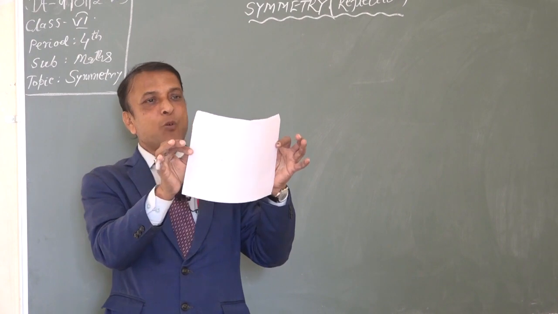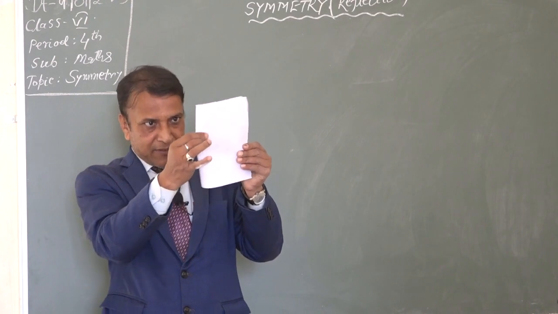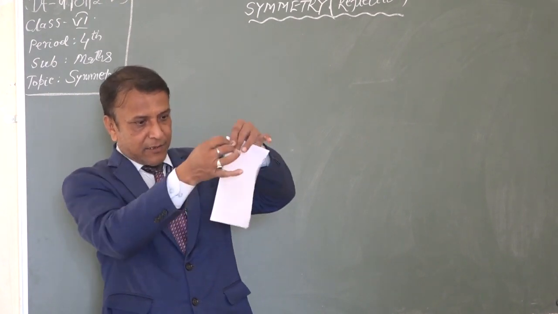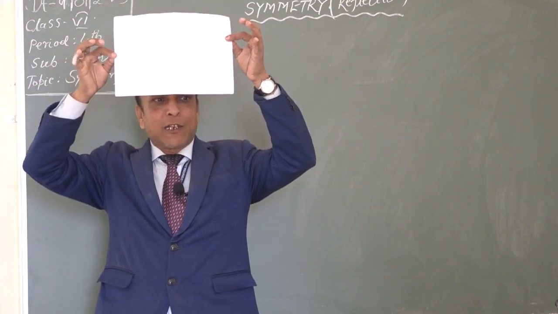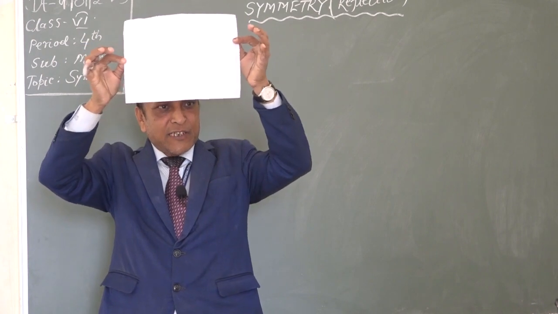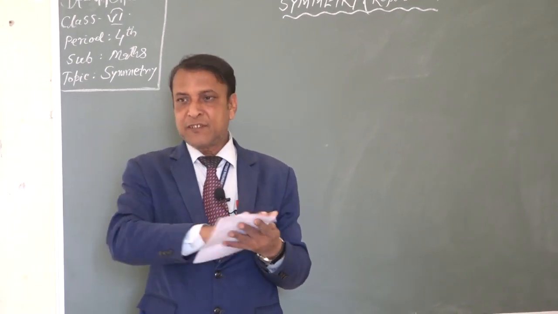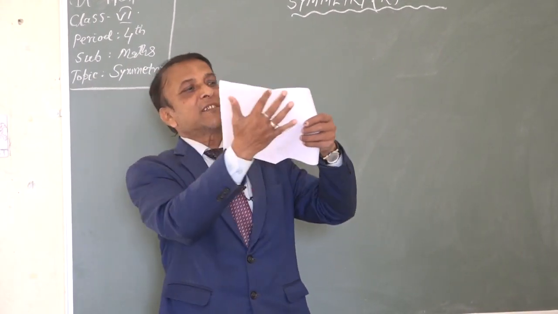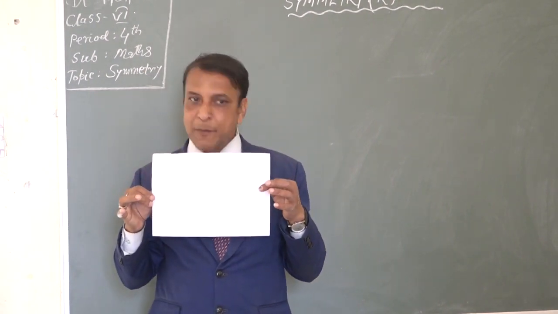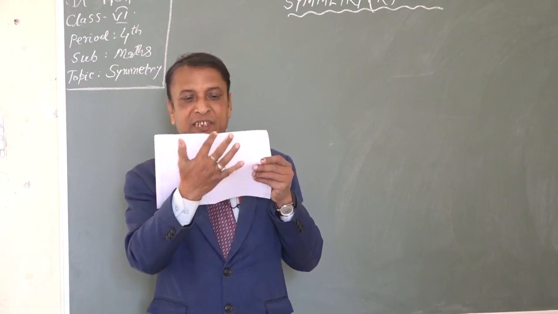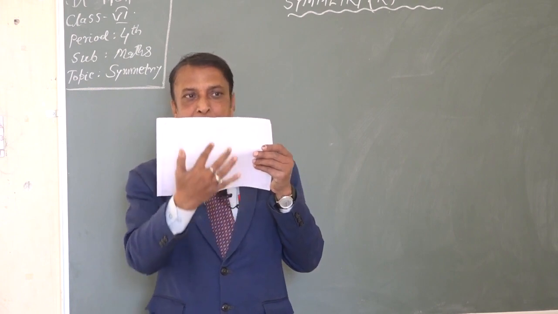Now, if I fold this rectangle here, this is an axis, like this. If I fold it, is it being two equal halves? The whole rectangle, is it being two equal halves? It is one half, this is one half. So this is called, means the rectangle is symmetrical about this line. This is a vertical line. Okay? This is a vertical line.